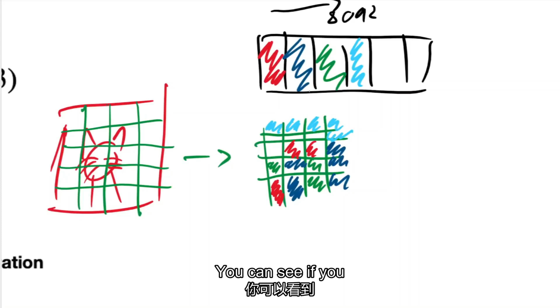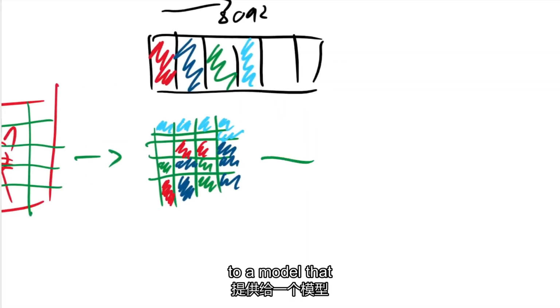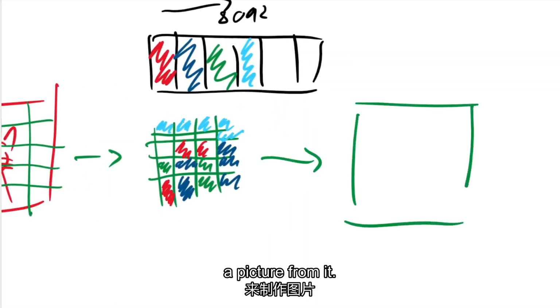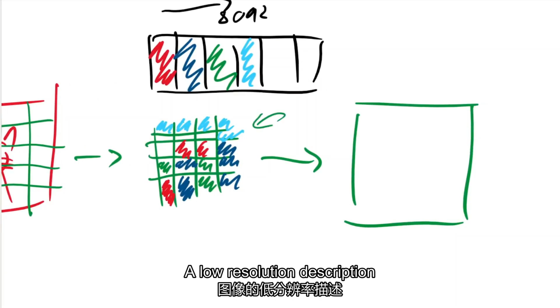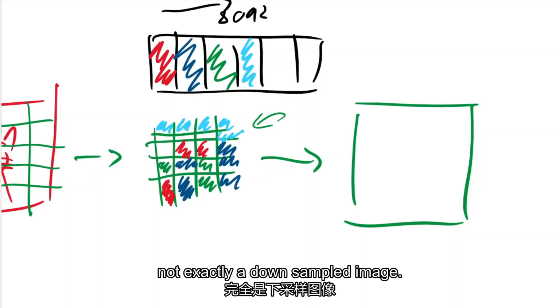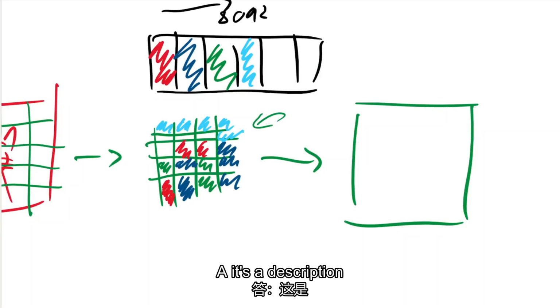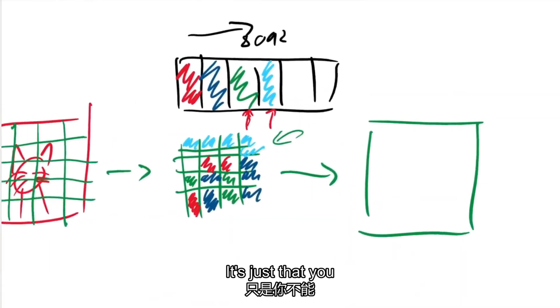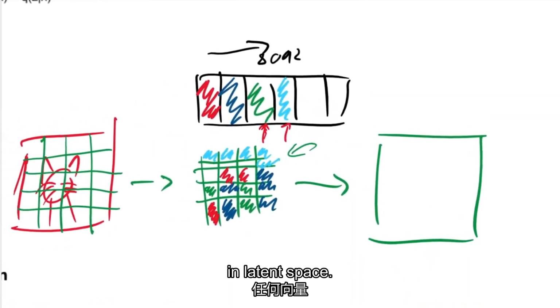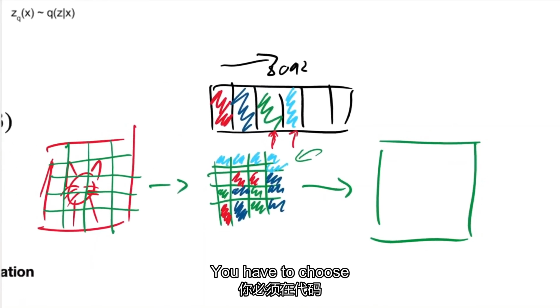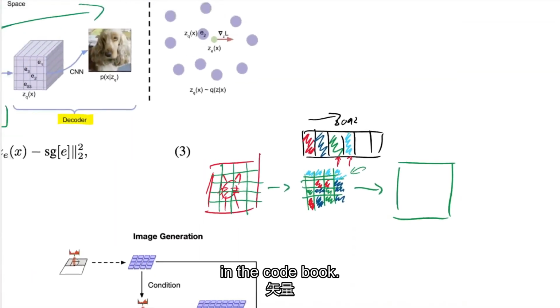So you can see if you feed this to a model that has to make a picture from it, it can just look at this, and it's sort of like a description, a low resolution description of an image. It's not exactly a downsampled image. It's a description, because these things here contain a lot of information by themselves. Okay, it's just that you can't choose any vector in latent space. You have to choose one of those vectors in the codebook.